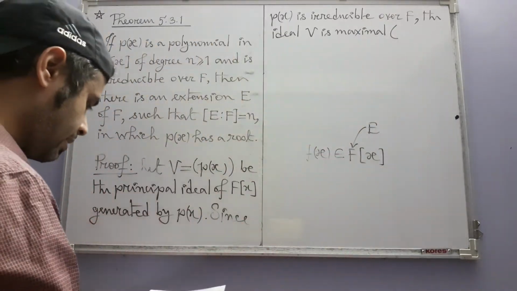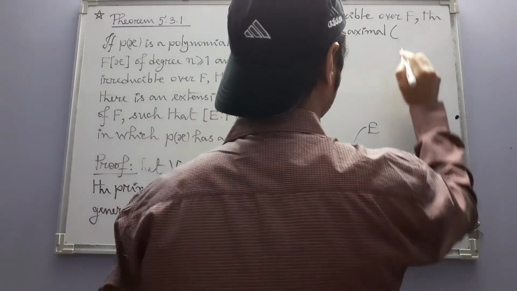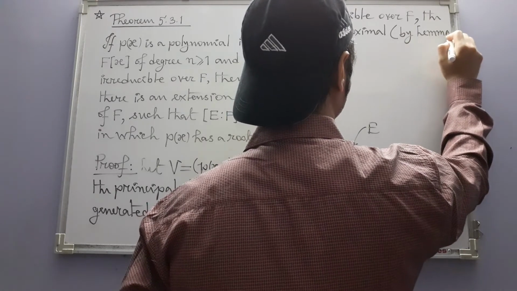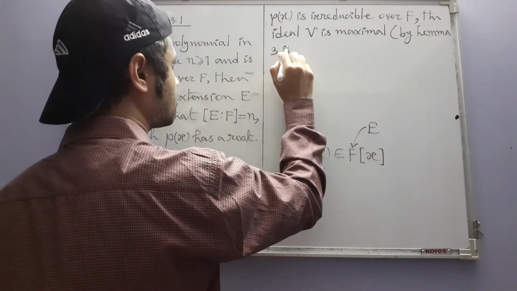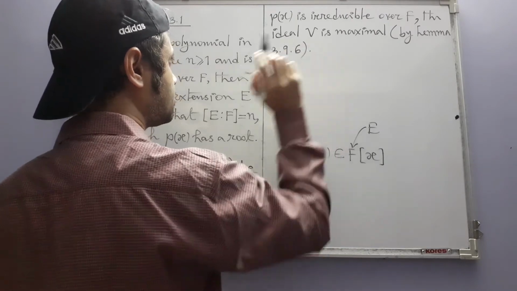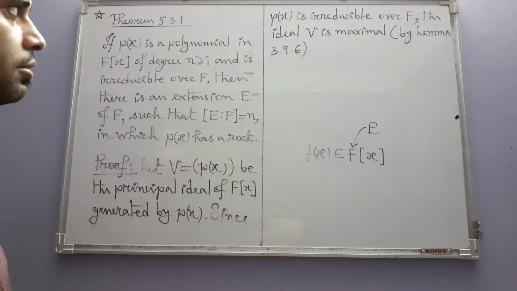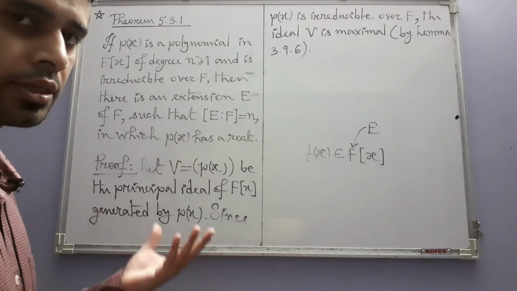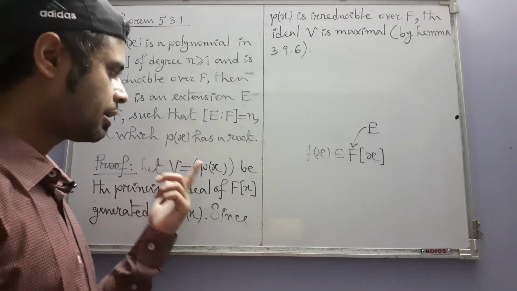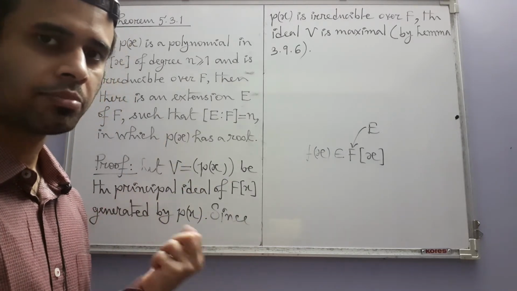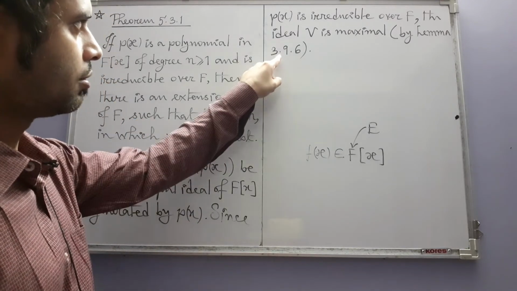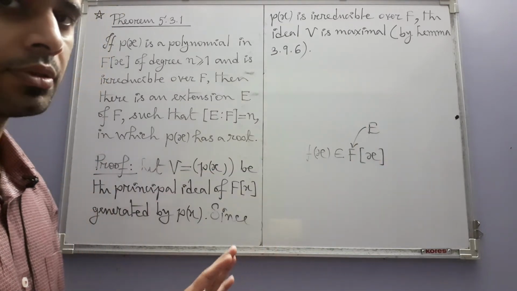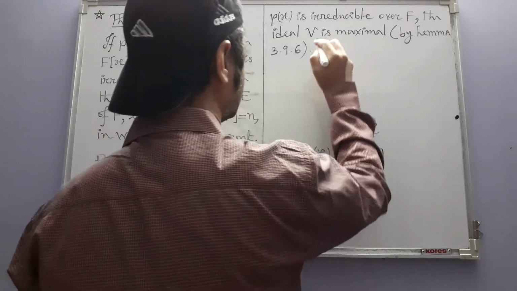and the result that says this is lemma 3.9.6. This lemma is actually that result itself we have encountered in the theory of Euclidean rings, that principal ideals generated by prime elements are maximal ideals, but rephrased in particular for polynomials.